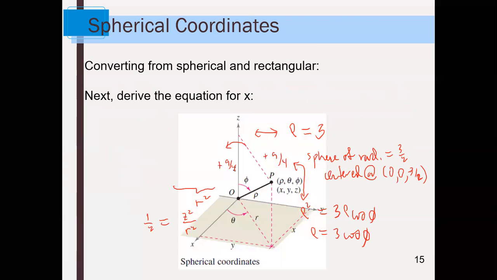Let's look at this picture over here. Z over r, okay? This is r right here. Z over r, okay? What can we do there?